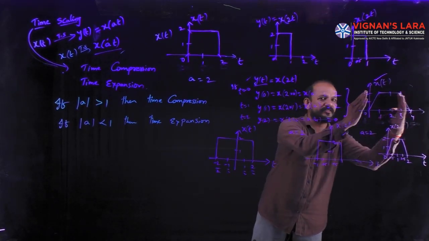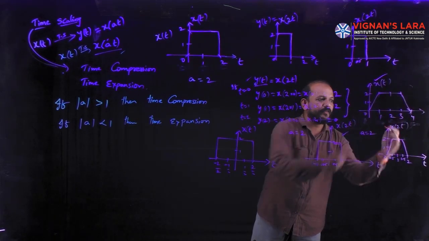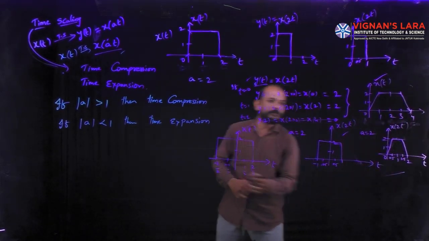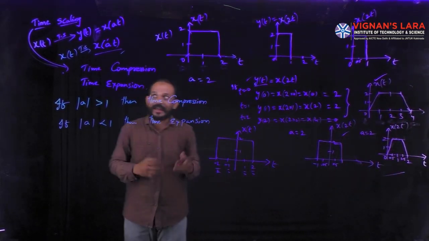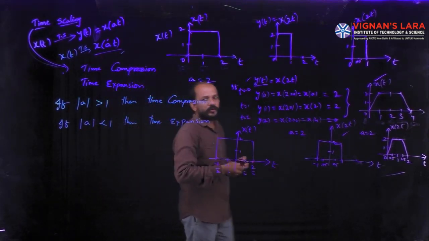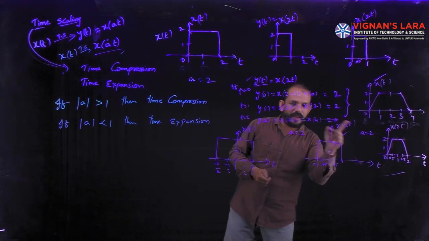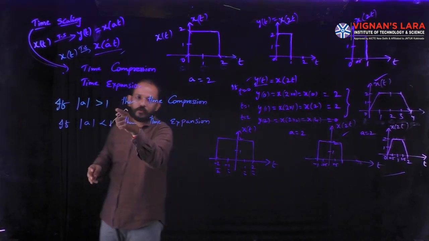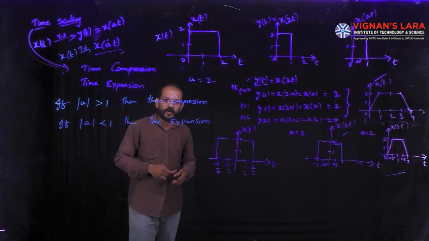Clear? See, these are both the same, but it is compressed in time. This is compressed by a factor of 2. So this is simply time scaling, for mod A greater than 1.